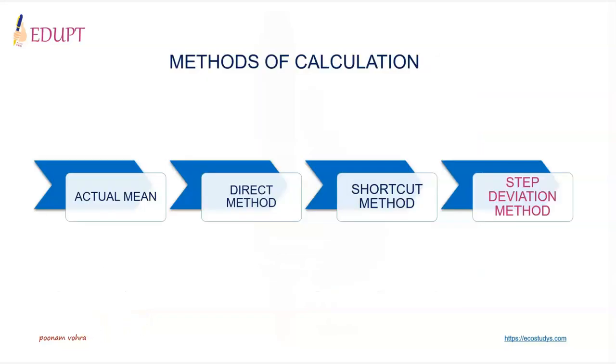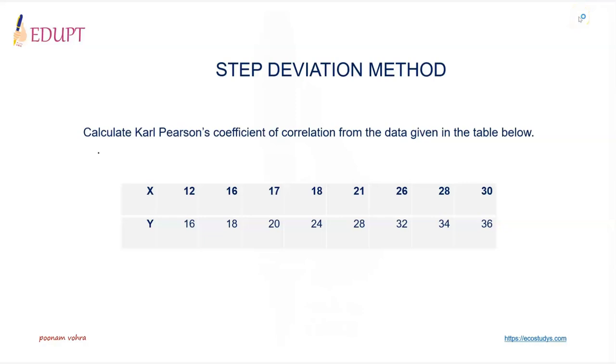So far you have understood the actual mean method, direct method and shortcut method to find out coefficient of correlation. Now we shall focus on the step deviation method. Let us understand the step deviation method to find coefficient of correlation when the values of two variables x and y are given to us.